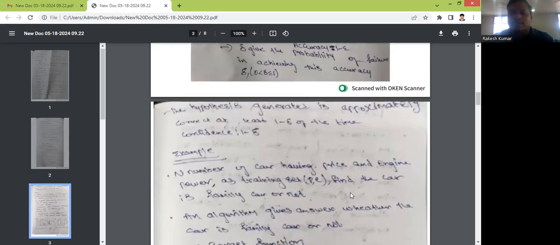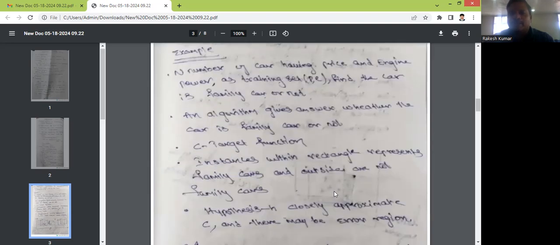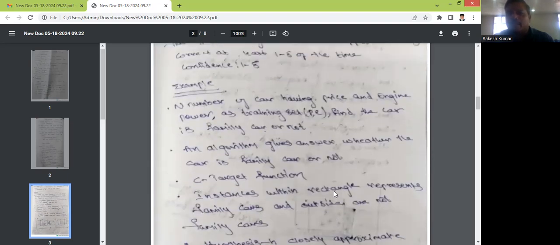So here we can see this in an example. I will show you one example of how exactly we can say it is probably correct. Here I have one example: n number of cars having prices and engine power, and the training set we call PE. P is the price and E is the engine power of the car. We are finding whether it is a family car or not.